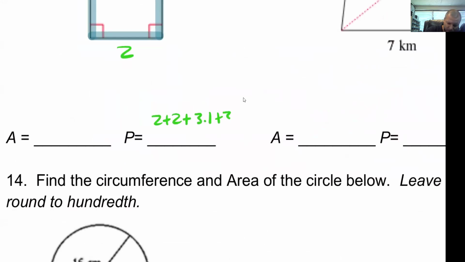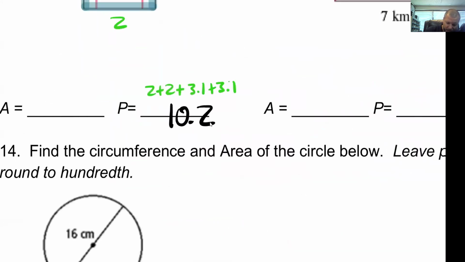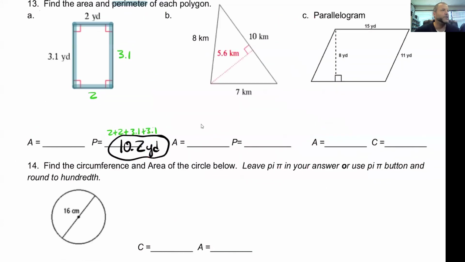3.1 plus 3.1. So if I add up each of these values, I'm getting 4 plus 6.2, so I'm getting 10.2. And don't ever, ever, ever forget your units in geometry. God forbid. Right, so 10.2 yards. I'll do the areas in a second.